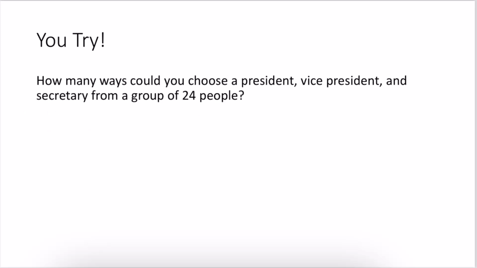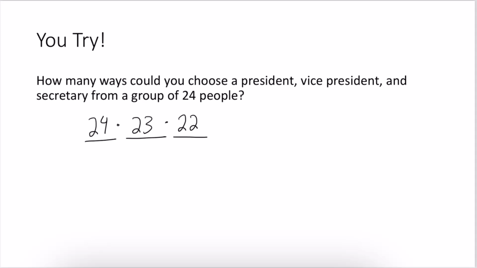For this second question, it says, how many ways could you choose a president, vice president, and secretary from a group of 24 people? So in this case, we have 3 choices that we're making, 1, 2, and 3. And our first choice could be any one of the 24. So I could choose my president from any one of the 24 people. Then my vice president could be any of the 23 remaining people that's not the president that I already chose. And then the secretary could be any of the 22 people who are not the president or vice president.